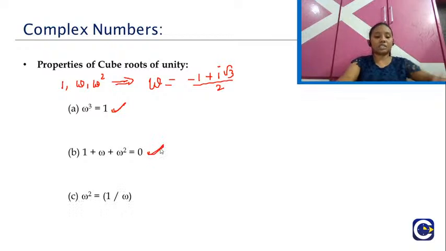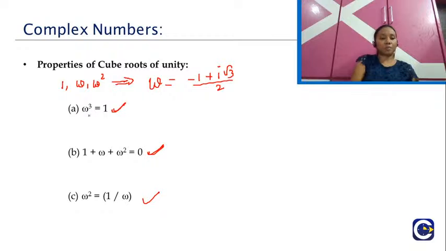Right, and the third property of our cube roots of unity is nothing but our omega square can be written as 1 by omega. Right, so why we actually require these properties of our cube roots of unity? Right, because these will be helpful for us while solving the questions. Right, so if for example there will be a huge equation and you have to find the value of it, then you can easily solve this by applying these properties of cube roots of unity.